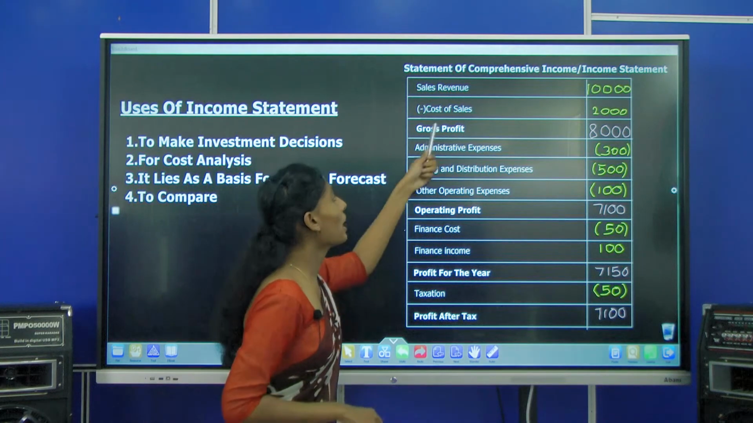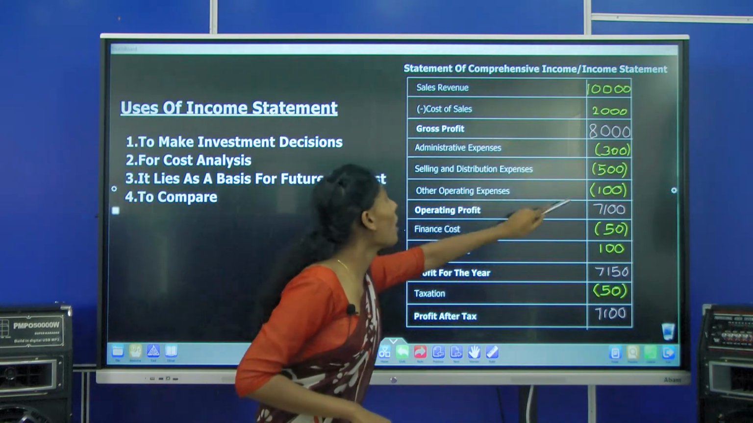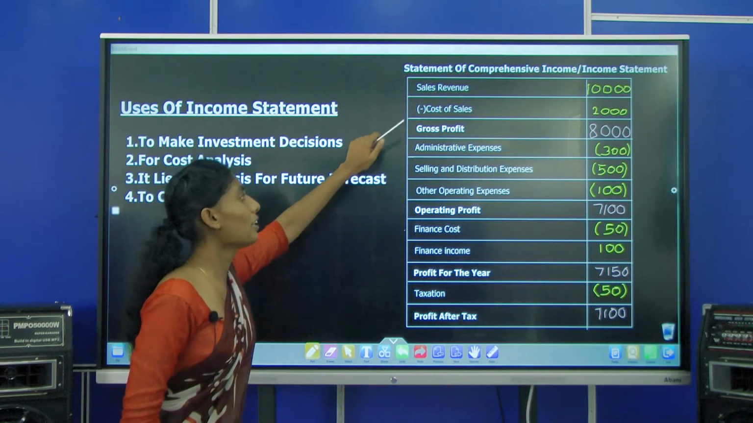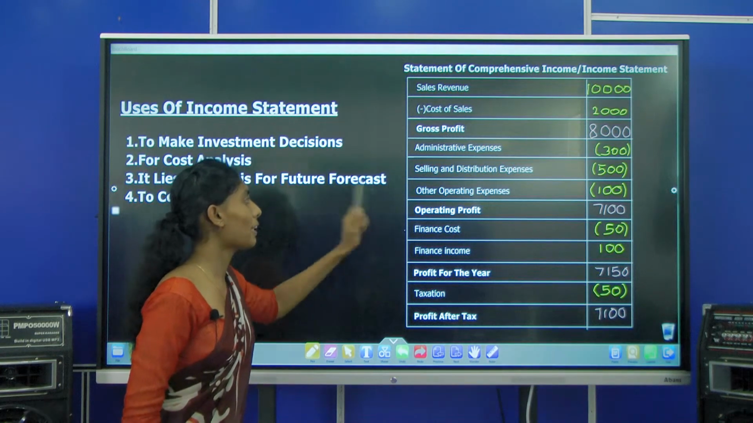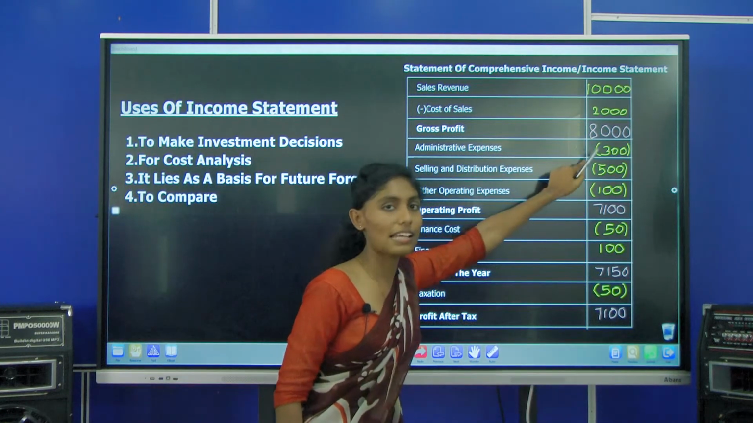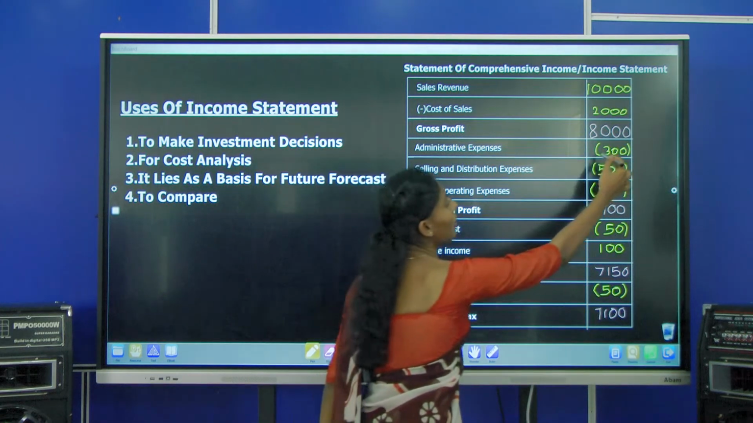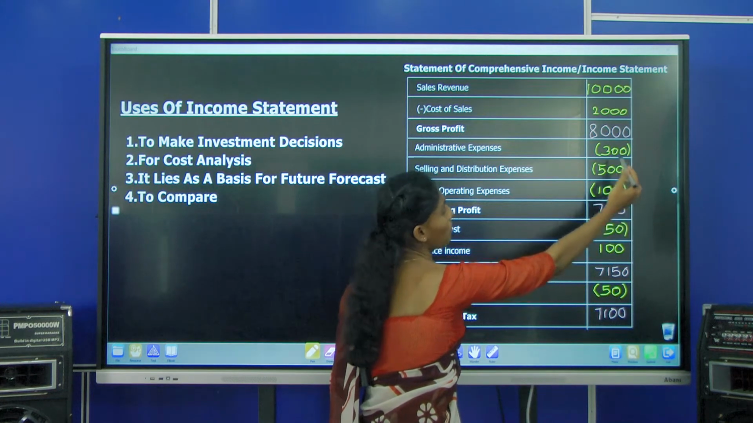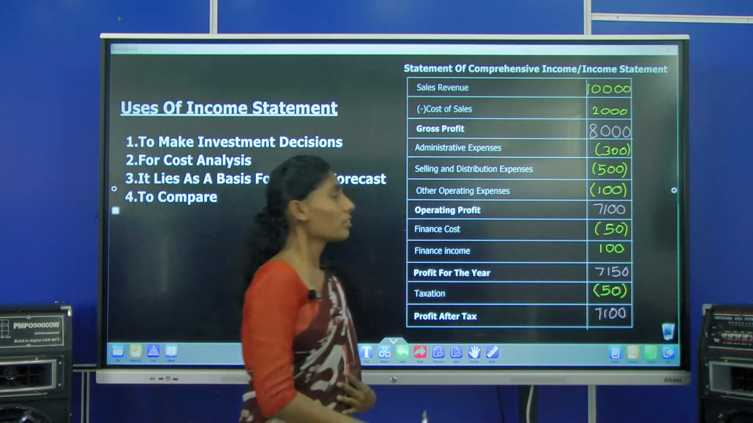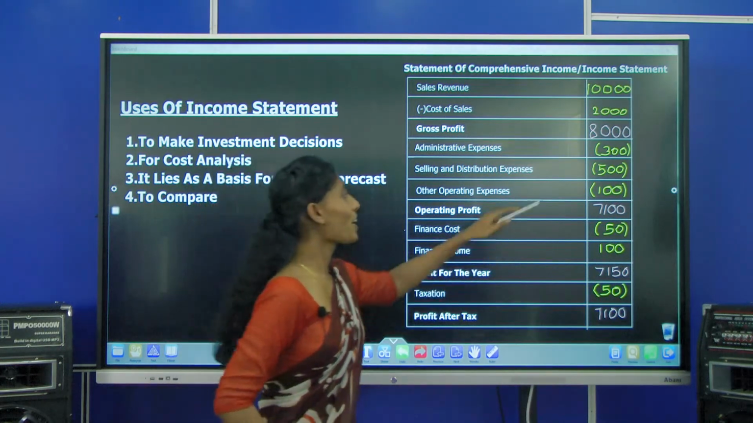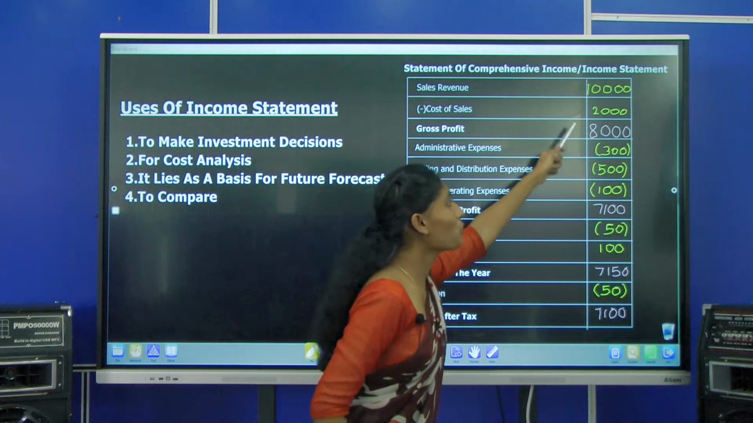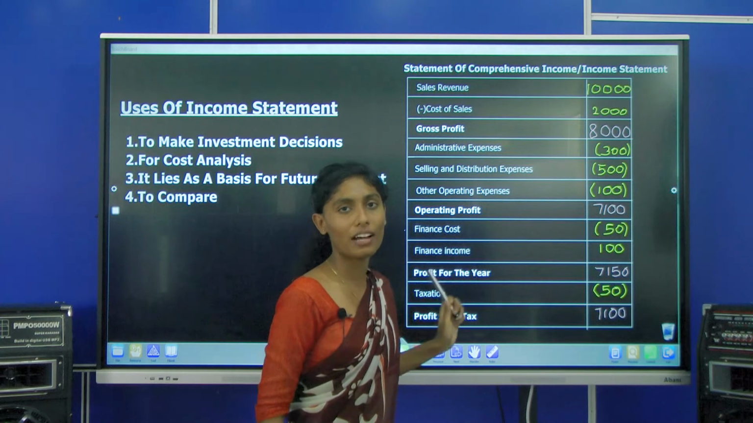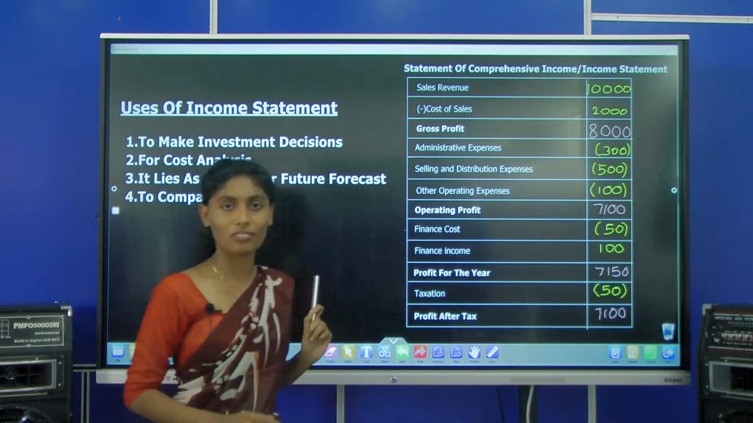How to calculate? You take the gross profit, you add up the administrative, distribution and other operating expenses to get the total, and you get the difference between the gross profit and the operating profit. For example, gross profit is 8,000 here. So you add 500, 300 and 100, so it's 900, right? You minus 8,000 minus 900, you get the difference as 7,100. That we call operating profit.